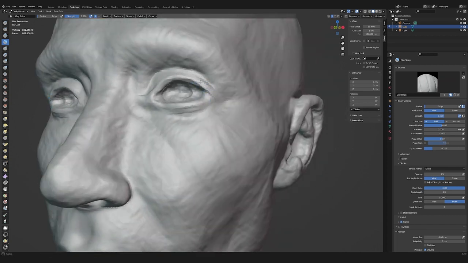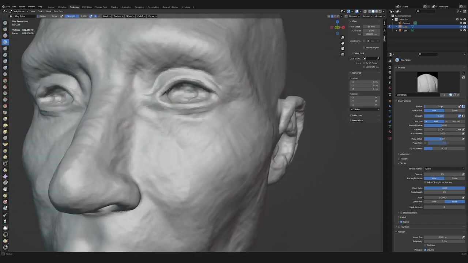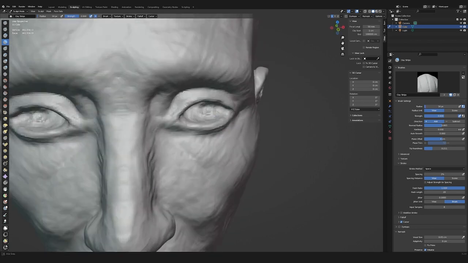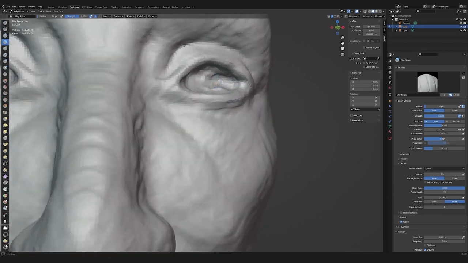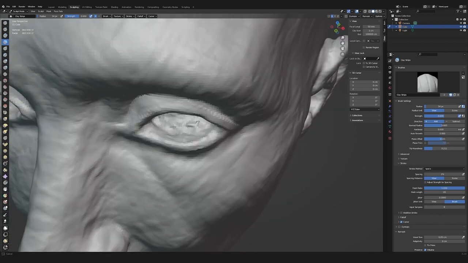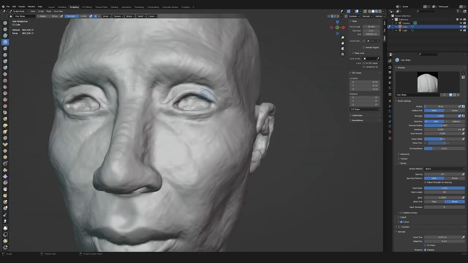I'm really just carving in the eye socket through the volume that I had previously created for the eyeball, for the closed eye.